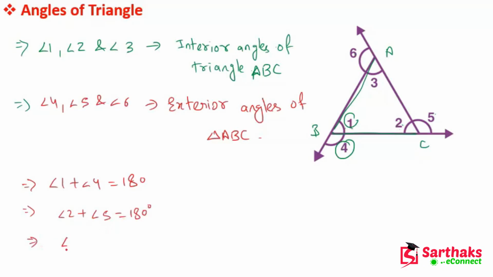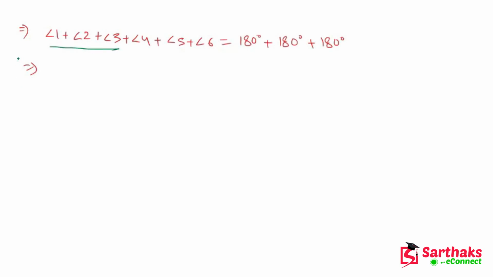Okay, similarly angle 3 plus angle 6 is equal to 180 degrees. So if we add these equations, we can say that angle 1 plus angle 2 plus angle 3 plus angle 4 plus angle 5 plus angle 6 is equal to 180 degrees plus 180 degrees plus 180 degrees. Okay, now we know that angle 1 plus angle 2 plus angle 3 is 180 degrees, because of the angle sum property.